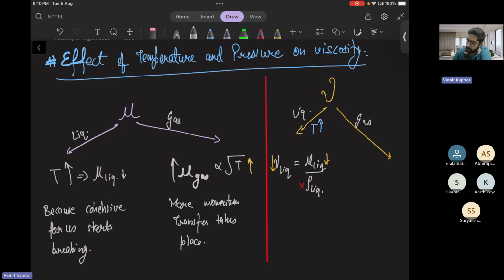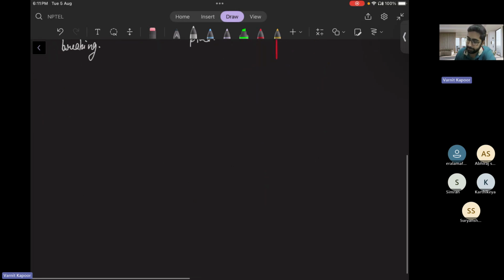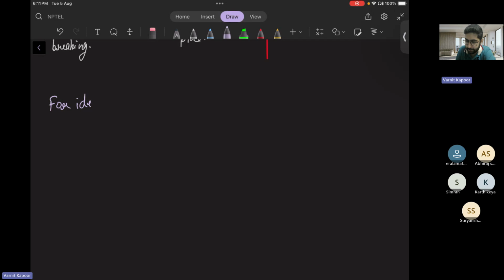Whereas for the gas, we have mu of gas divided by rho of gas. We have to see the effect here. You know that for an ideal gas, what is the expression? If you assume that your gas is an ideal gas, and when is an ideal gas said to be in which state? Low pressure, high temperature. We have studied that in thermodynamics.